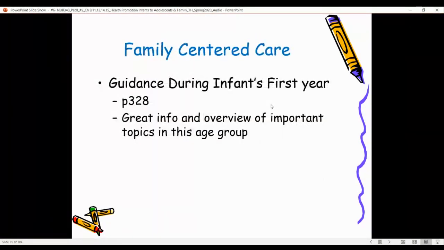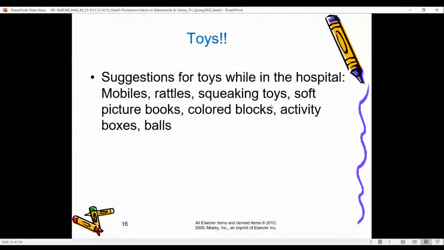All right, family-centered care. These little boxes in your book that have a nice overview of guidance during these years are on page 328. And then toy suggestions for this age group: mobiles, rattles, squeaky toys, things that they can grab and hold, like blocks and balls, especially as they're learning those fine motor and gross motor skills. Soft picture books that have different textures and colors and sensations on them for them to start learning and recognizing.